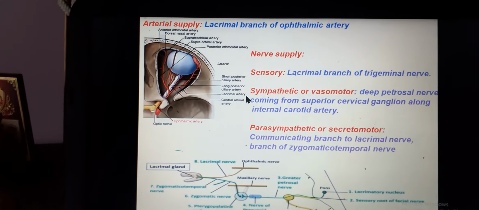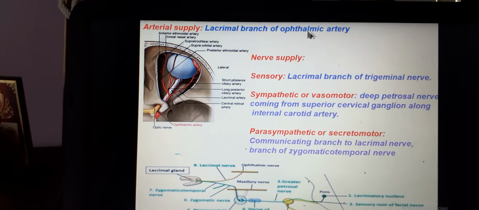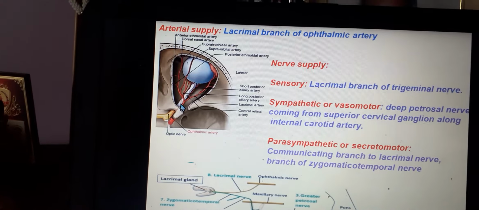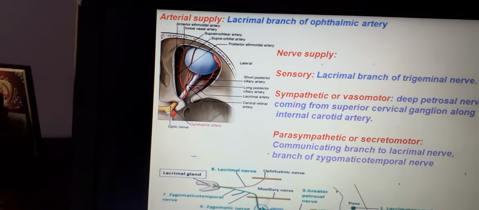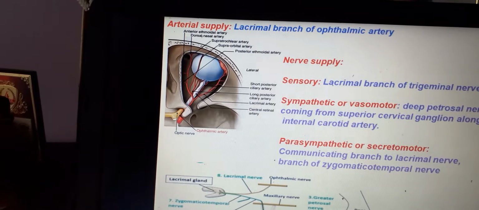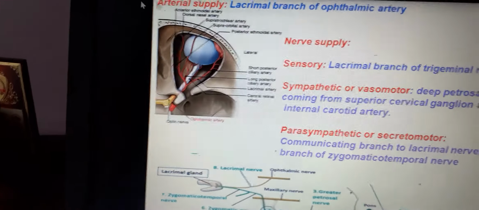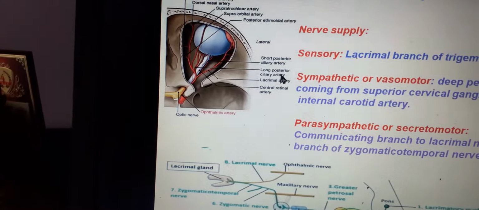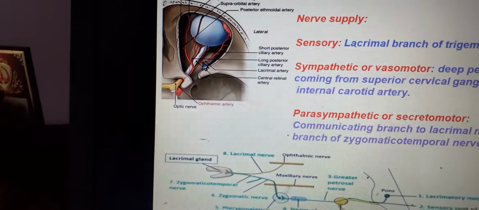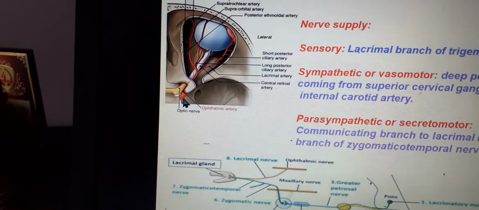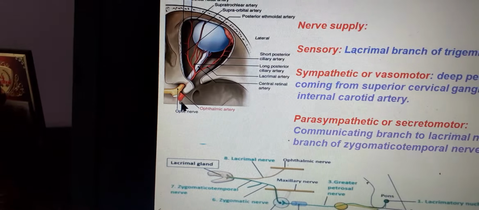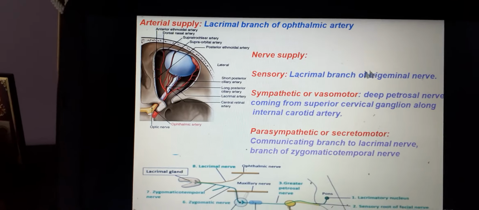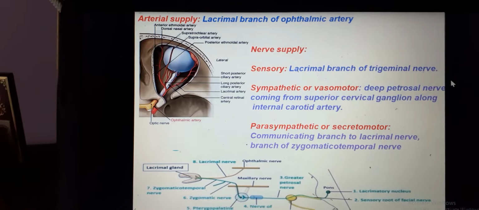Now coming to the arterial supply. Lacrimal branch of the ophthalmic artery. The internal carotid gives rise to the ophthalmic artery, and the ophthalmic artery gives rise to the lacrimal branch which supplies the lacrimal gland. Here lies the lacrimal gland, and this one is the lacrimal artery, and this is the ophthalmic artery coming out from the internal carotid. Okay, this one is the internal carotid. And sensory supply is by the lacrimal branch of the trigeminal nerve.